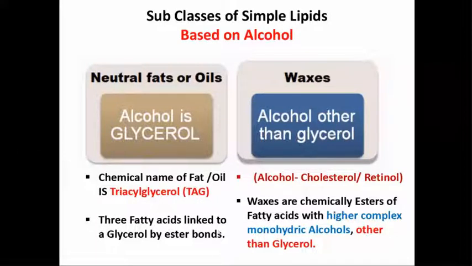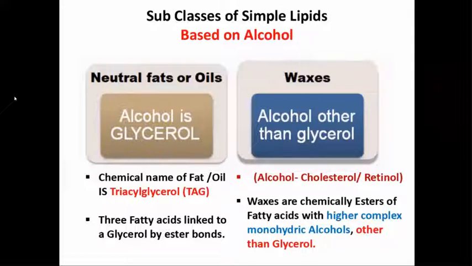Lipids can be classified into two: triacylglycerol and waxes. In waxes, the alcohol is other than glycerol, whereas the chemical name of fats and oils is triacylglycerol. Fats doesn't mean fatty acid only; it means triacylglycerol. Oils are also the same. Its chemical name is triacylglycerol.